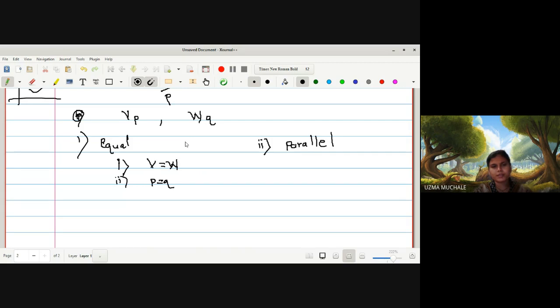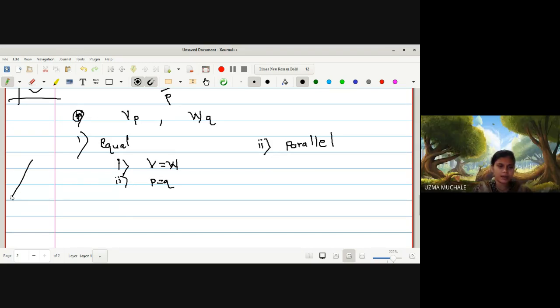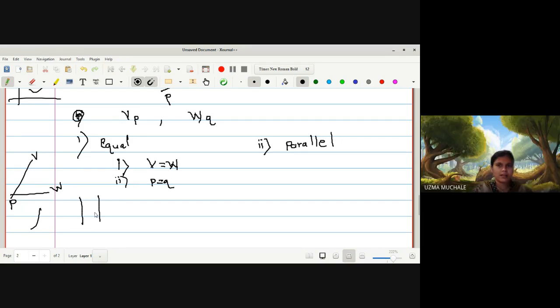When are you going to say it is parallel? If the initial point is same, then they may not be parallel, no? Initial point same means P equal to Q. So here will be V and W. Are both parallel? Can we say parallel if they are equal and coincide? Coincide is different. In coincide, your V and W are equal, P and Q are equal. So that is what equal vectors, or we can say coinciding vectors.